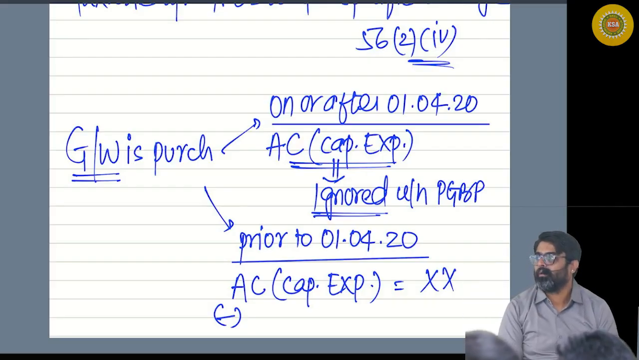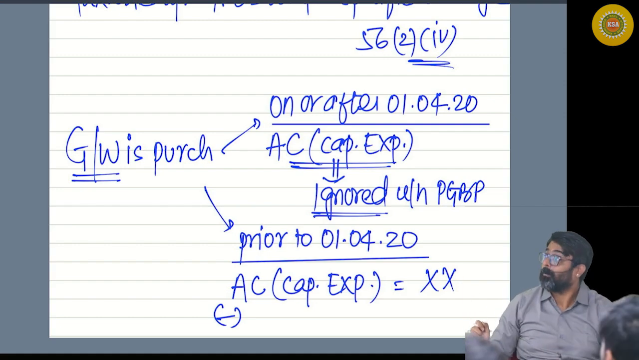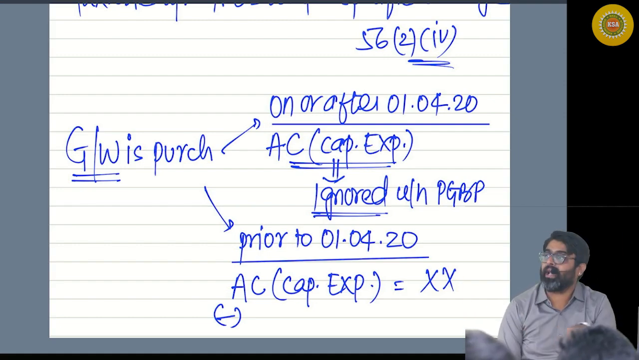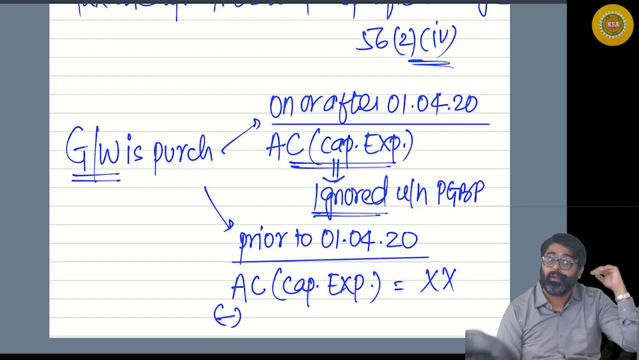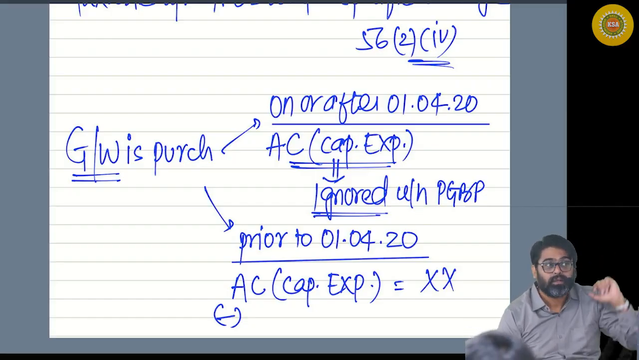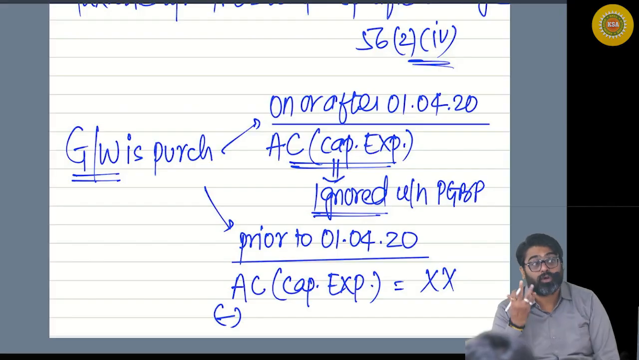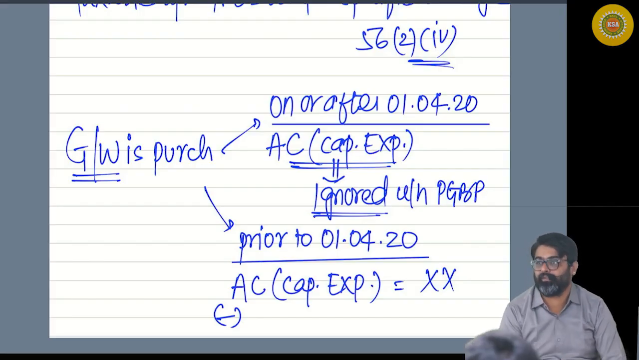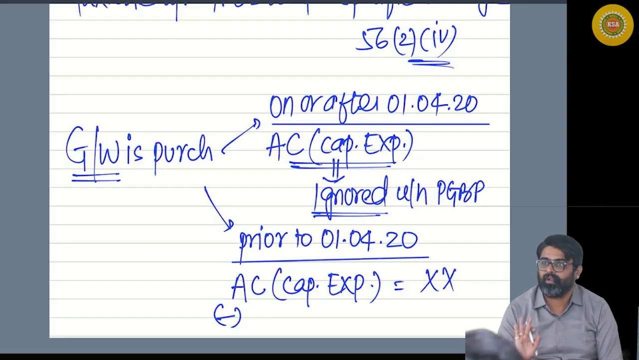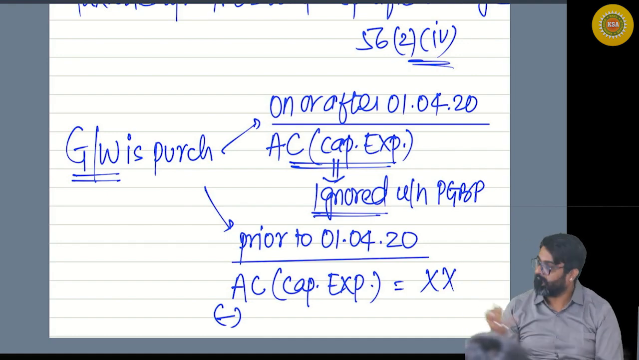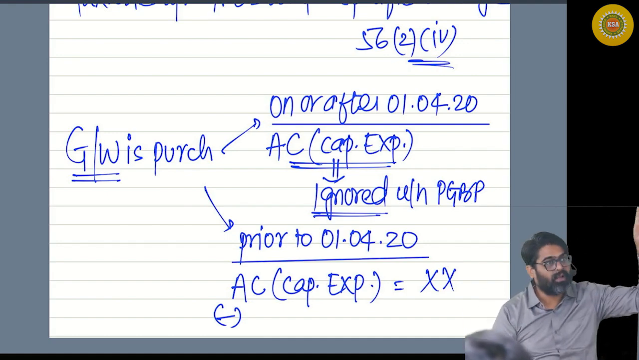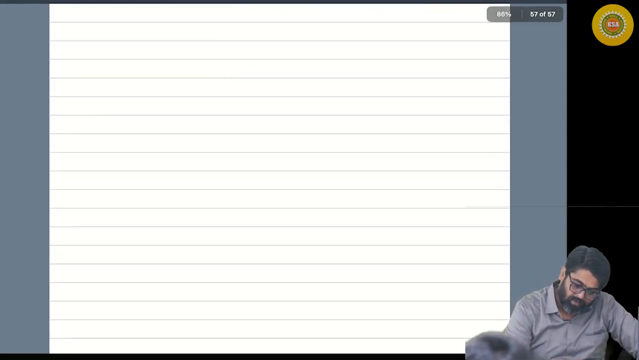Getting my point? So for example, you would have acquired this goodwill prior to 1st April 2020. At that time, out of this cost, some cost would have been already claimed as a deduction under the PGBP head in the form of depreciation. The balance cost will still remain, known as WDV. That will be disallowed. That will no more be allowed under the head PGBP. Ignore that goodwill also. Now the remaining cost will go to capital gain. Yes or no?